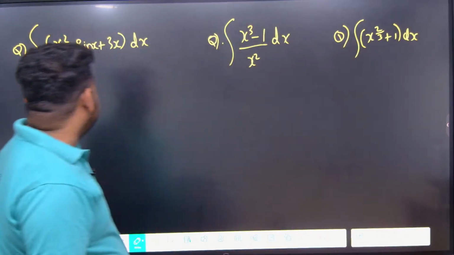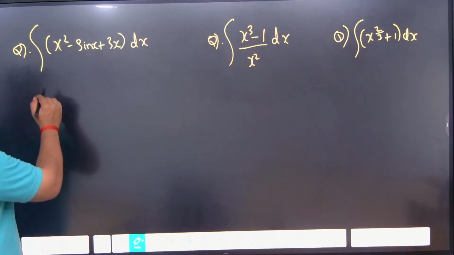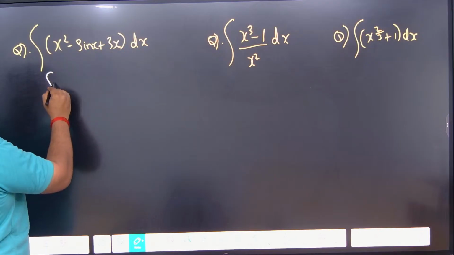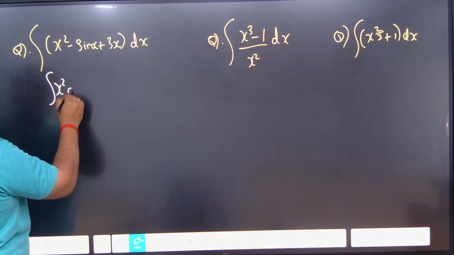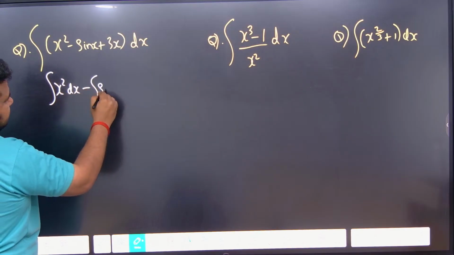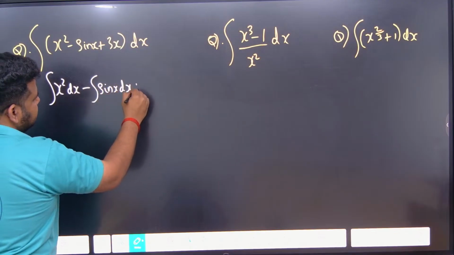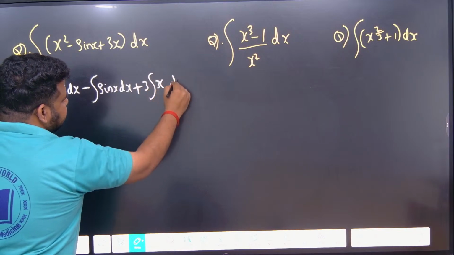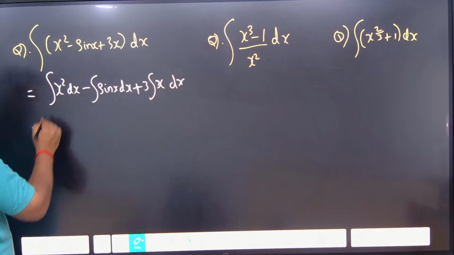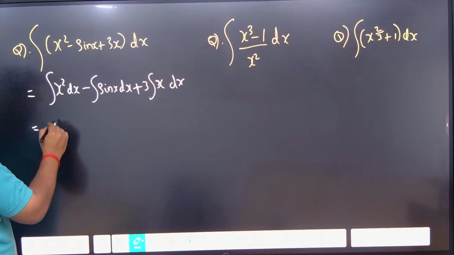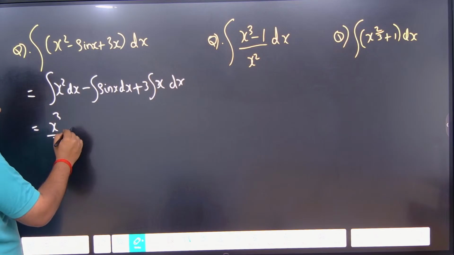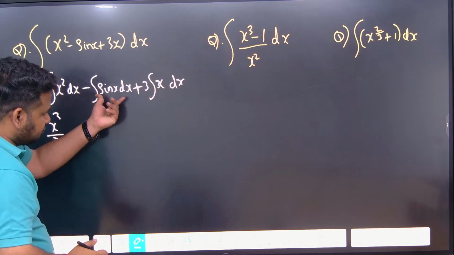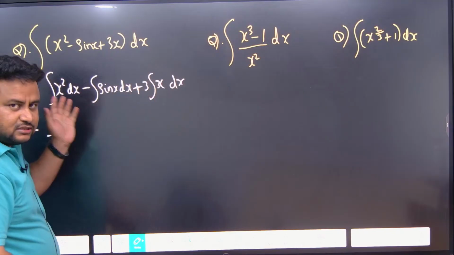Now they have given x square minus sin x plus 3x, the entire thing dx. That means you have to integrate separately. You can take the integral of x square dx minus the integral of sin x dx plus 3 times the integral of x dx. This will become x to the power of 2 plus 1 by 2 plus 1. For everything we will get a constant, that is perfectly true.